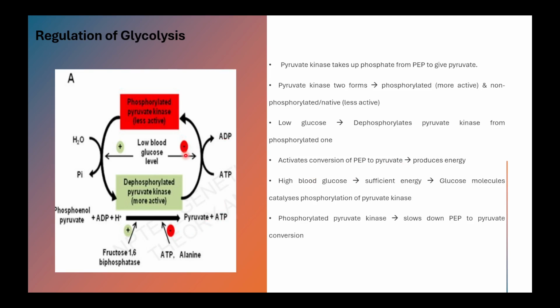Now it's the other way around when blood glucose levels are high. If blood glucose levels are high, we already have a sufficient amount of energy. So glucose can then catalyze the phosphorylation of pyruvate kinase. When pyruvate kinase is phosphorylated, that is a less active form. If it's less active, then the formation of pyruvate from PEP would be lesser, and less ATP will be produced. So this is also one way to regulate the glycolytic pathway.